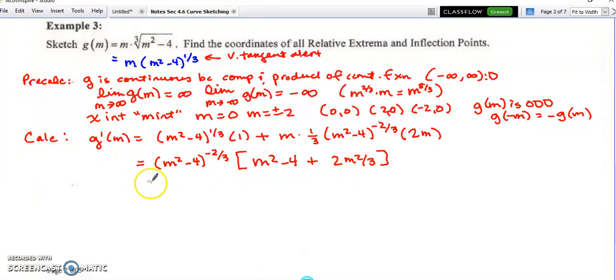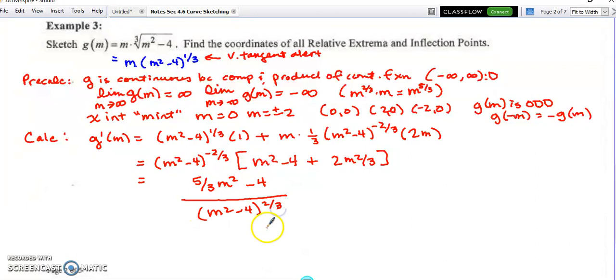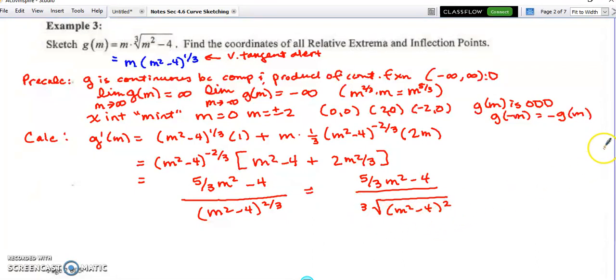All right, so then we combine like terms, turn this into a fraction. Let's see, m squared plus 2m squared over 3 would be 3 plus 2, so on the top that would be 5/3 m squared, just combining like terms, minus 4. We're going to move that to the bottom, (m squared minus 4) to the 2/3. And if you want to, you can write it as that over the cube root of (m squared minus 4) squared. It doesn't really matter.